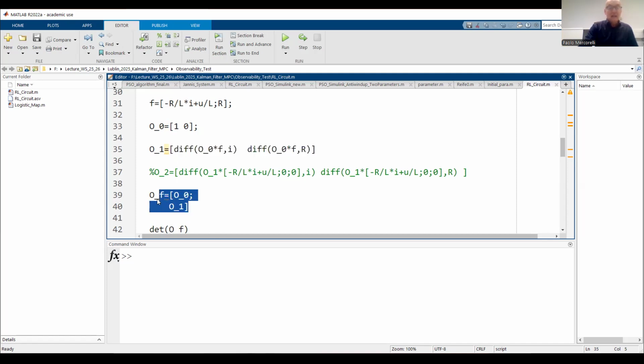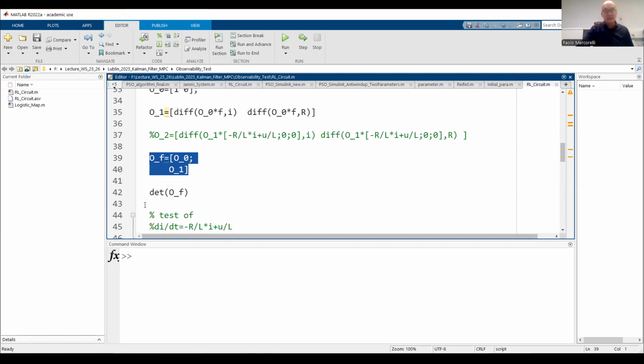Ready to build the observability matrix. Now, in this case, the observability matrix consists of just O0 and O1. Why that? Because we have just two states, starting from O0 until On minus 1, which means n is 2. We have to stop at O1. Then I do the determinant.